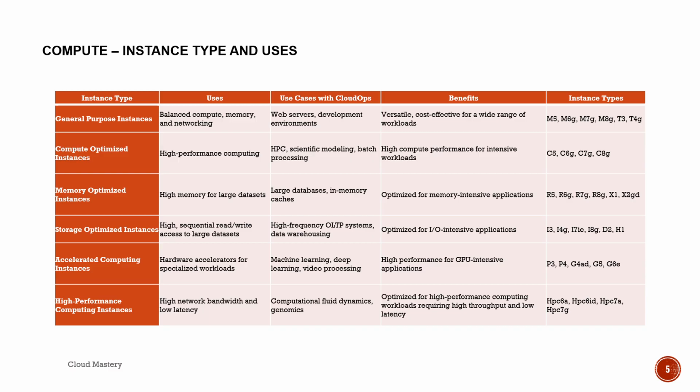And if you have any kind of dynamics or genomics based applications, then you can go with high network bandwidth computing. Those start from HPC6A, HPC6ID, HPC7A, HPC7G. So this understanding will help you decide what instance type needs to be proposed to the client. It will be really helpful for your analysis. So please go through those documentations and understand these types of instances. You will get more idea out there.